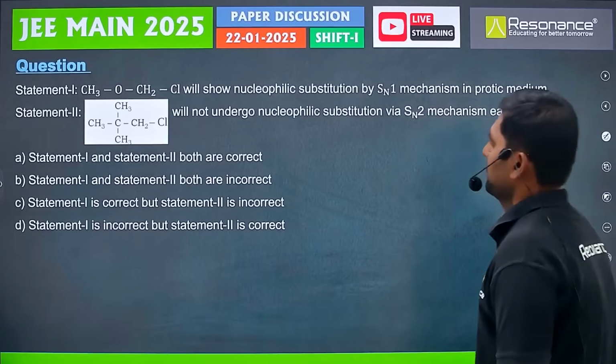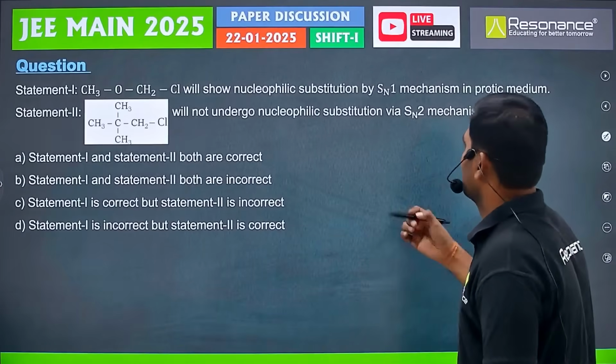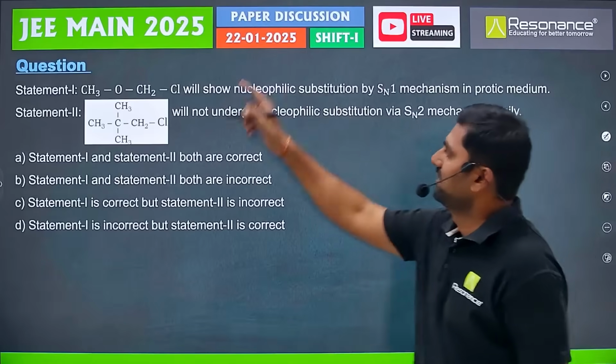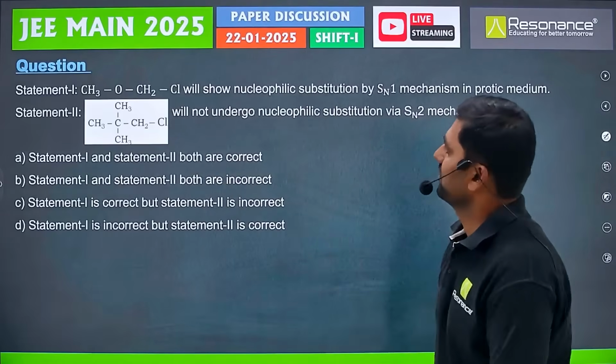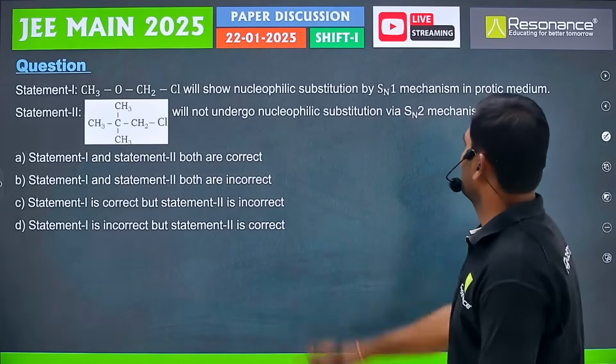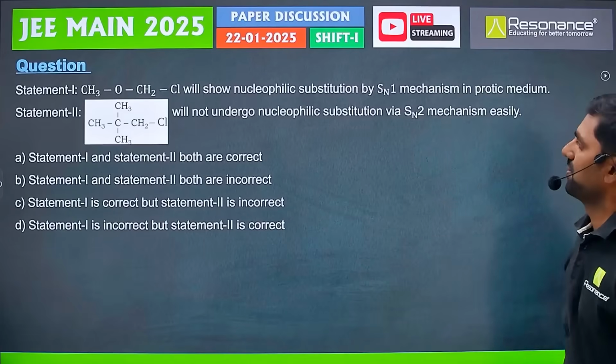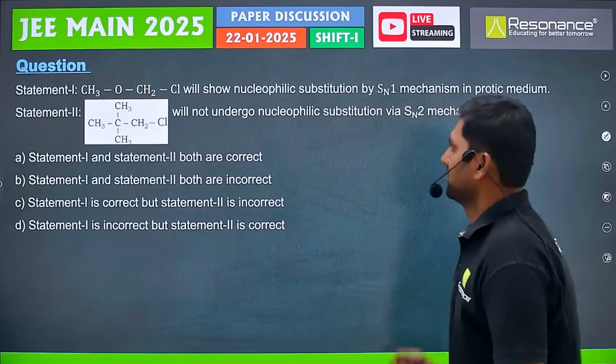Yeah, it is a very good question. So maybe there are more chances to give wrong answers here. You can see statement 1: CH3OCH2Cl will show nucleophilic substitution by SN1 mechanism in protic medium. Is it a correct statement or not?